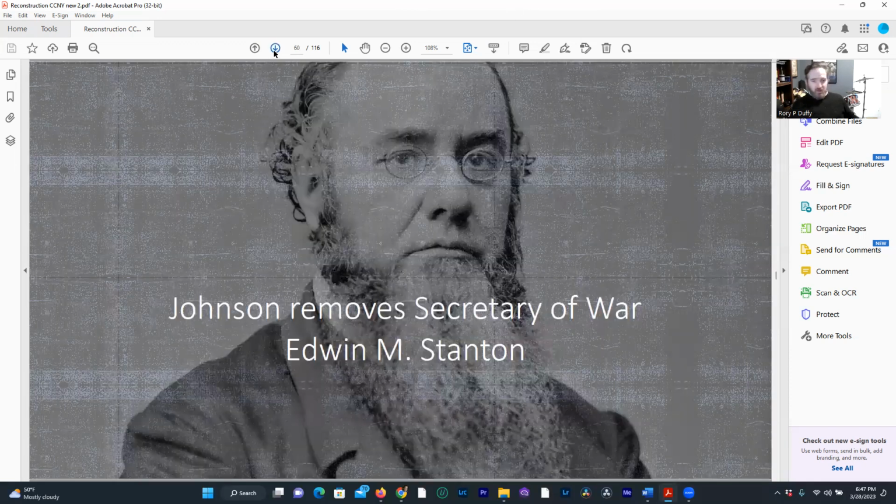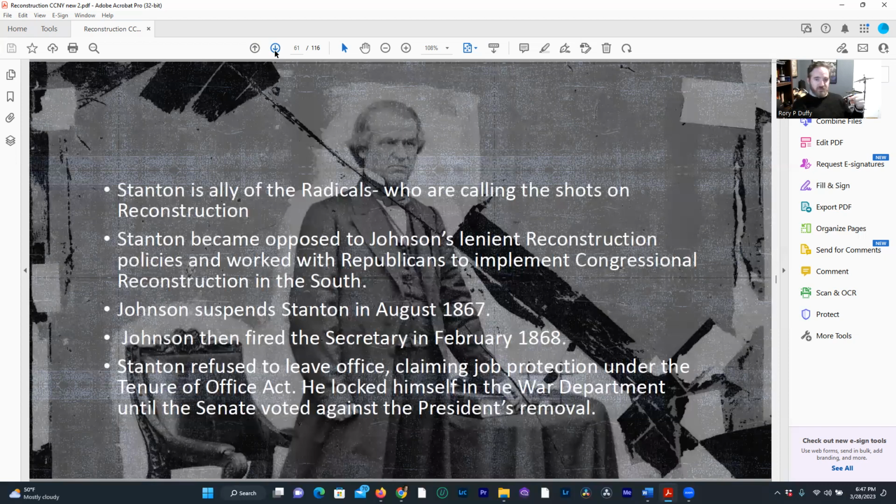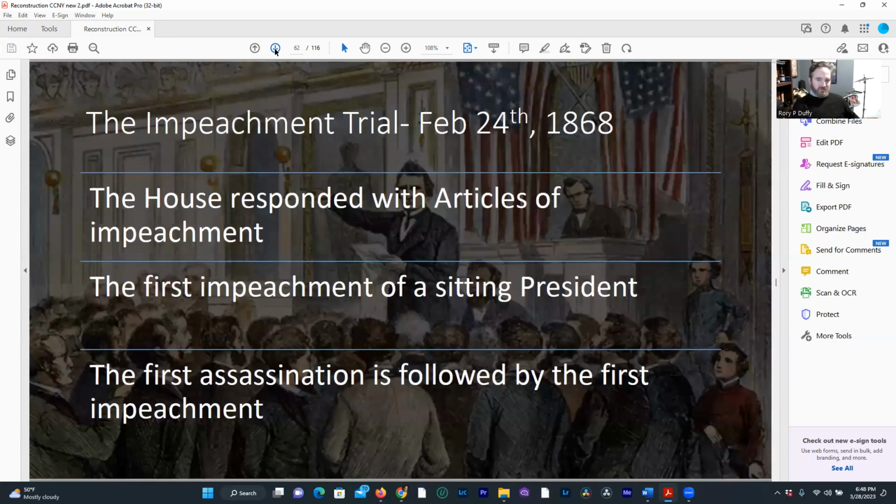A rift between Congress and Johnson deepened as Congress took power away from the president. Now, Johnson would then remove Secretary of War Edwin Stanton, and the Congress knew he wanted to do this, so they beat him to the punch and said, "If you remove Stanton, we can bring articles of impeachment." Johnson will remove Stanton, who is an ally of the radicals who are calling shots on Reconstruction. Johnson suspends Stanton in '67, then fires him in February '68. Stanton refuses to leave his office and claims his job protection under the Tenure of Office Act, locking himself in the War Department until the Senate voted against the president's removal.